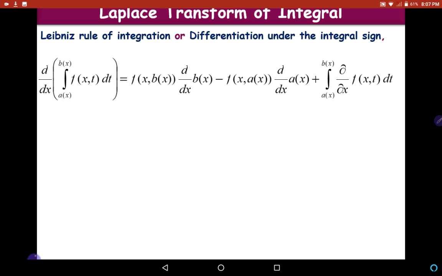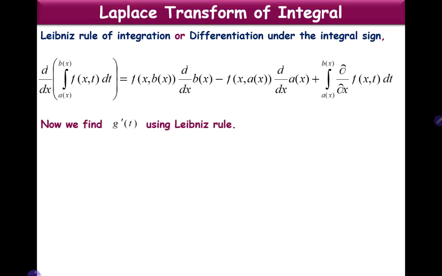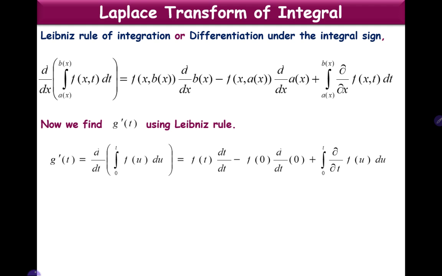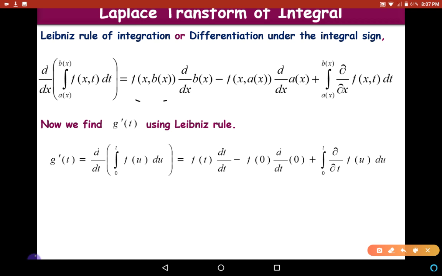Now let us apply this Leibniz's rule of integration to g dash of t. So now to find g dash of t, by applying this rule, g dash of t is given by d by dt of integral 0 to t f of u du. Now compare this derivative here in the Leibniz's rule and the derivative d by dt of integral 0 to t f of u du. So this is equal to f of t into d by dt of upper limit. What is upper limit here? Upper limit is t. So dt by dt, minus f of t is replaced with lower limit a of x here.